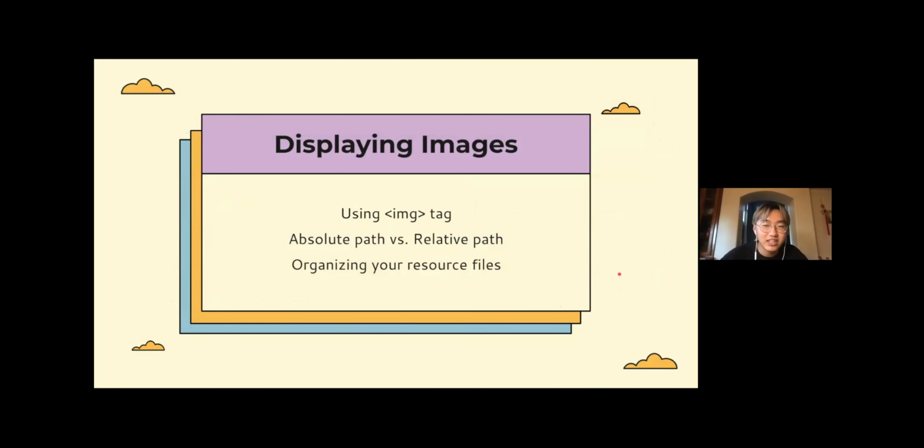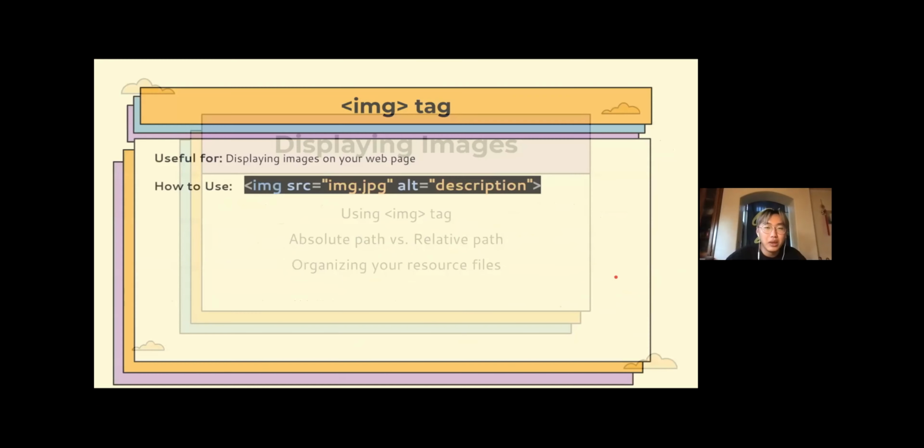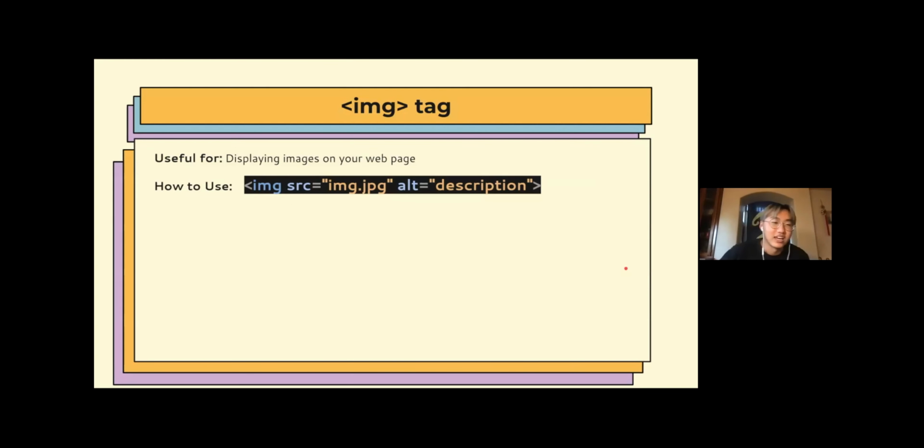So first, displaying images using the image tag, absolute path versus relative path, and organizing your resource files. First, we have the image tag, useful for displaying images on your web page. And it looks like this. We have this opening tag, img, and then src equals with quotation marks and an image file name. And then we have alt equals description with quotation marks.